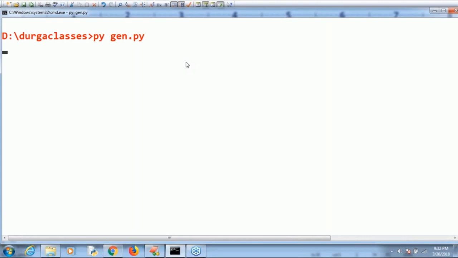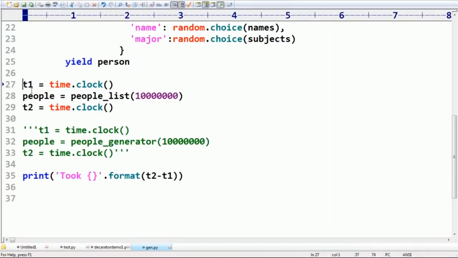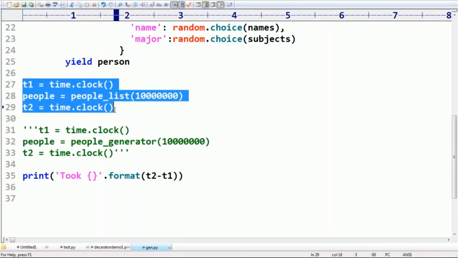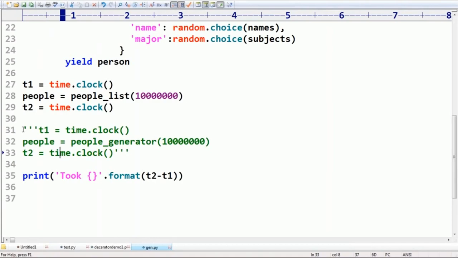Okay, don't worry. Just take that. Yes, it's taking some time. Now I will comment this, and after that I will remove this comment.